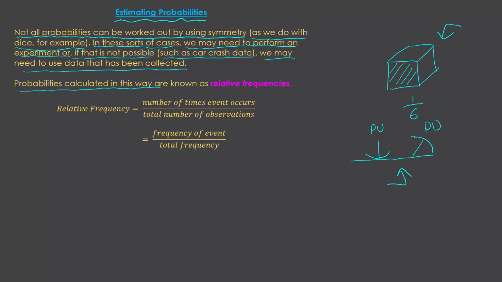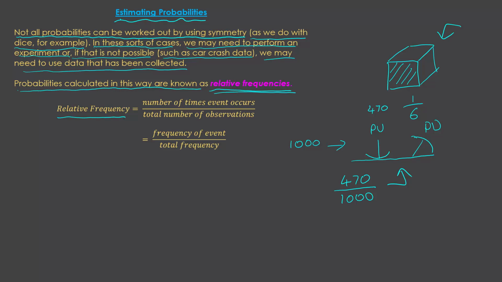Probabilities calculated in this way are known as relative frequencies. It's the relative frequency of something happening. So for example, if you toss the drawing pins 1,000 times and this one happens 470 times, then the relative frequency is 470 out of 1,000, and that's your best estimate of probability.